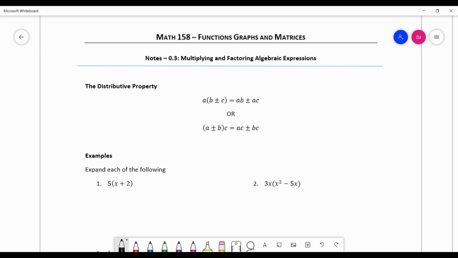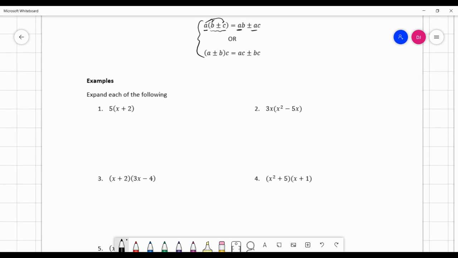So let's begin by looking at the distributive property. We've got the rule up here of the distributive property, and what it is. It says that if we take A and multiply times the quantity B plus C, we multiply the A times the B, giving us AB. We multiply A times C, giving us AC. So let's do number 1 a little bit slowly here. We're going to multiply 5 both times the X and times the 2.